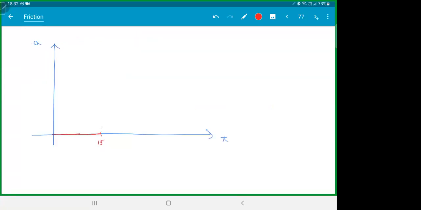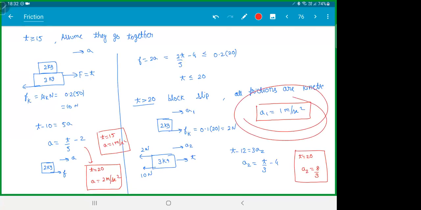Then suddenly there is a bump. They don't start from 0. They start from 1 meter per second square. That is because the friction value suddenly dropped. Both the blocks will suddenly get an acceleration, like a jerk. This will happen till when? Till 20 seconds. And the value will go till what point? 2 meter per second square. And then suddenly the value will drop to 1 meter per second square.